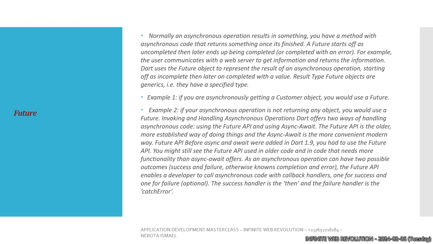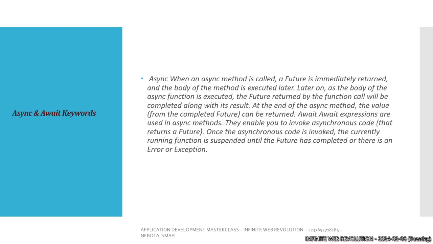Now the await keyword places a command on that particular operation to wait until that particular process is done. So if you make a request to an API and you use the await keyword, you are going to only continue forward with your programming until that particular data is received, right? Async and await keywords. When an async method is called, a future is immediately returned and the body of the method is executed later. We shall see more about this in the future while we start up with that programming.